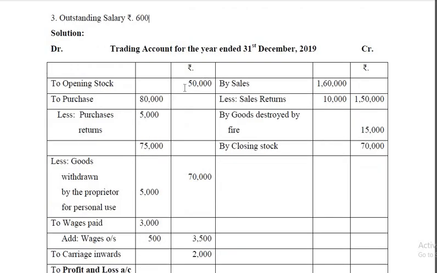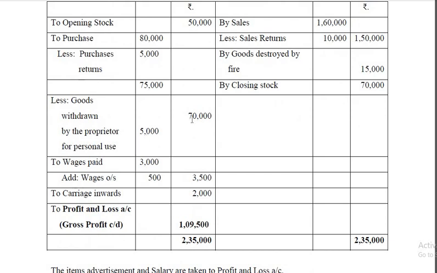Okay, look at the problem. Opening stock, then purchases less returns, less goods withdrawn by the proprietor for personal use. That's nothing but drawings. So the net value is 70,000. Wages paid plus outstanding wages given in adjustment, so 3,500. If there is prepaid expenses, that should be deducted instead of adding. Carriage inward is to be taken.